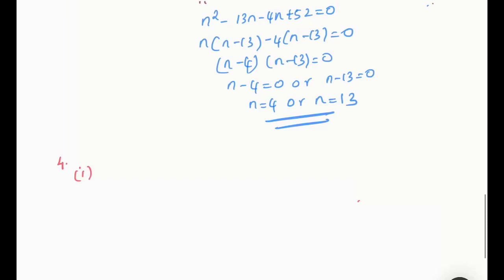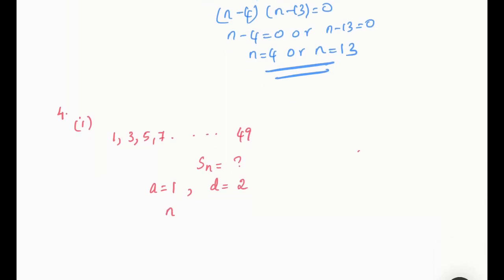Find the sum of all odd natural numbers less than 50. Odd natural numbers less than 50 means it goes like this, right? 1, 3, 5, 7 up till 49. So what will be the Sn we need to find out, correct? a is equal to 1, d is equal to 3 minus 1, which is 2, and n is the number of terms.